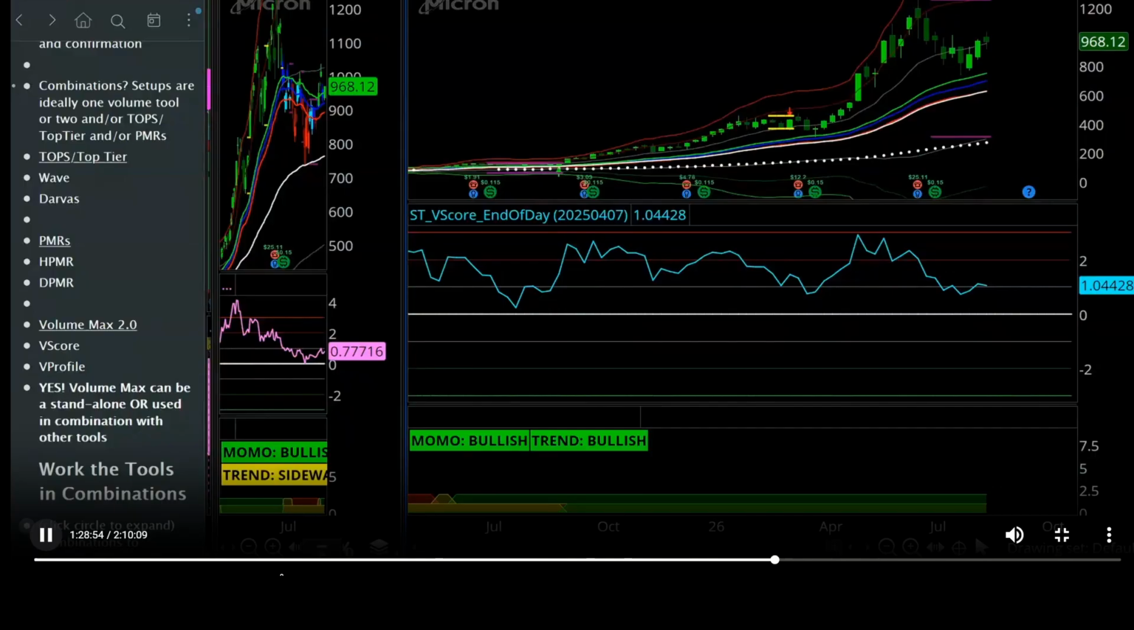Let me make sure I'm keeping up with the questions here. Tony asked, top in VScore, then wait for minor high? Oh, could you wait for a minor high after the VScore? You could. Yeah, could you look for a minor high or minor low after the VScore? Sure, you could. You don't have to.